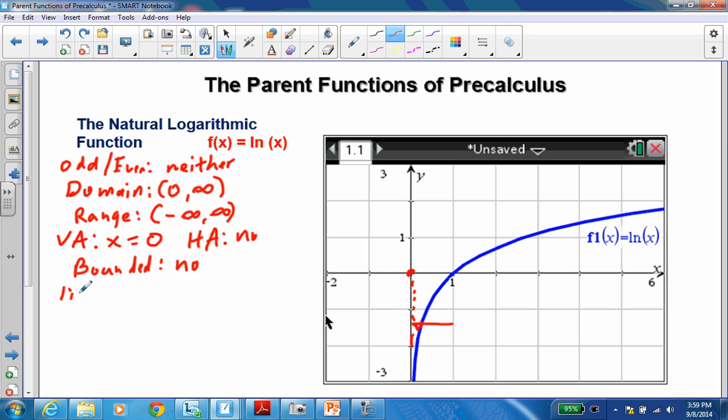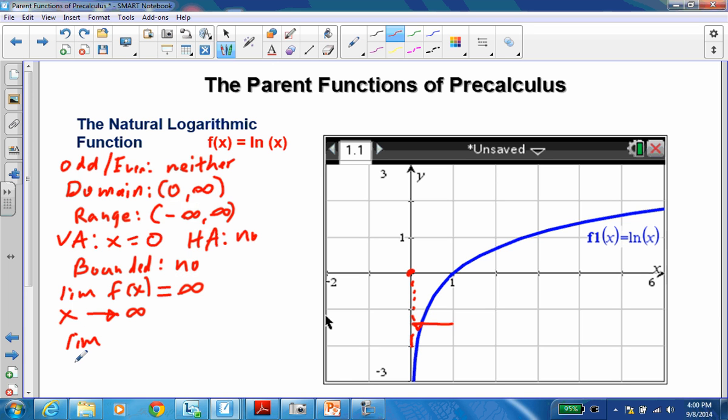And finally, the limit as x approaches infinity of f of x. As we go toward infinity, what does the value of the function go toward? We'll go toward infinity. Now, again, the function's not going up very fast. It looks kind of like a square root function, doesn't it? But still, eventually, it will still increase as we go to the right.